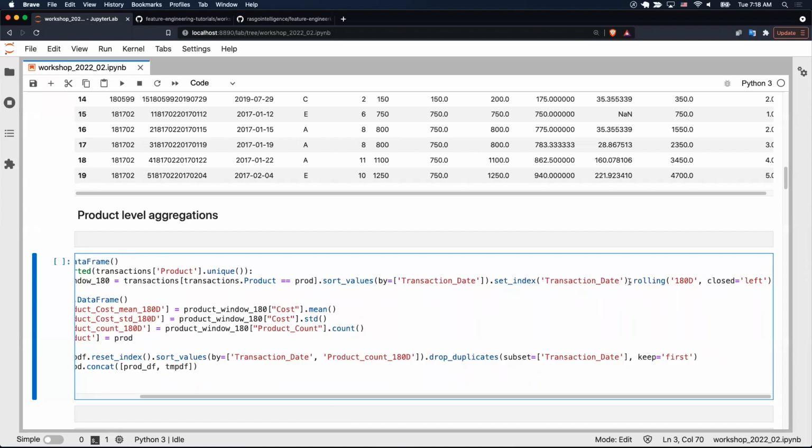I'm creating that same index, and now my rolling goes back 180 days, but you notice it's closed on the left. So what that's saying is I want this to be closed on the first transaction in this time window, but I don't want to include the current transaction. Now, why is that?